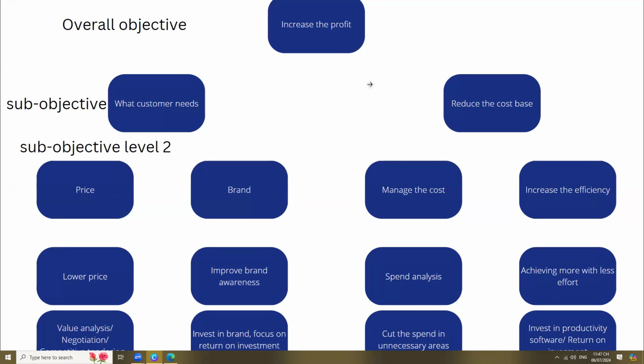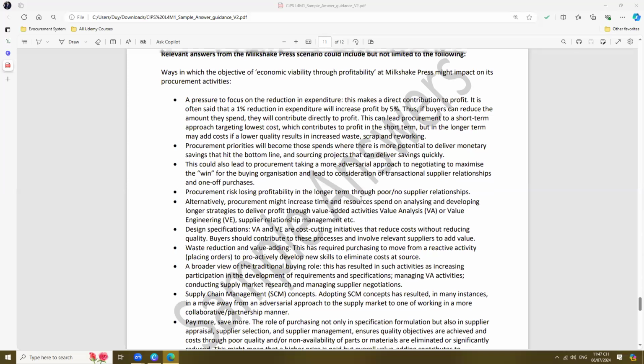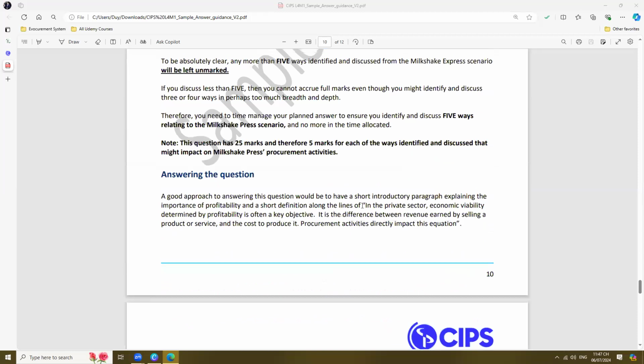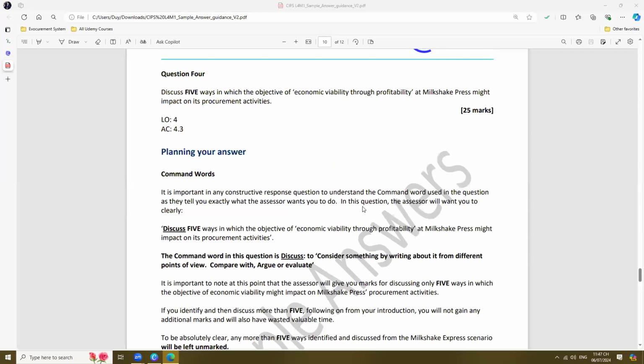The thing is, with the CIPS exam, after the change in 2018, they provide questions with a lot of scenarios. Most questions will have a scenario, except on some occasions. This applies for both L4M1 and L4M8.